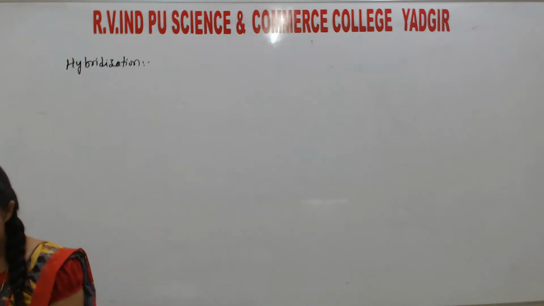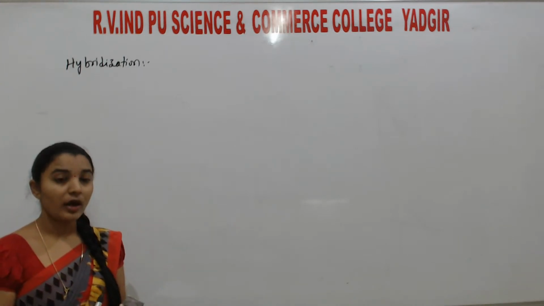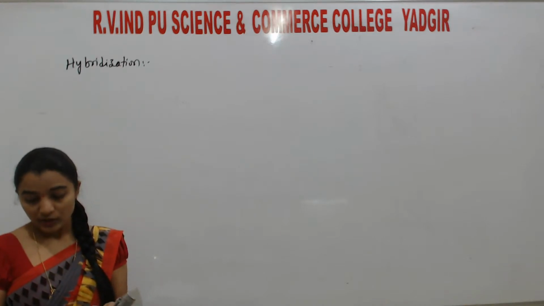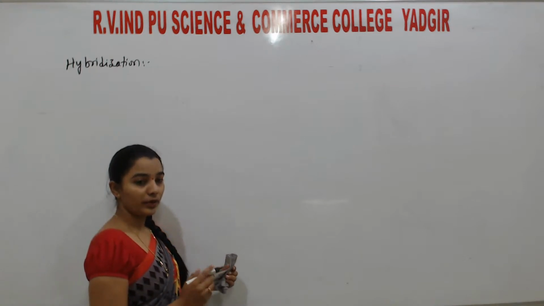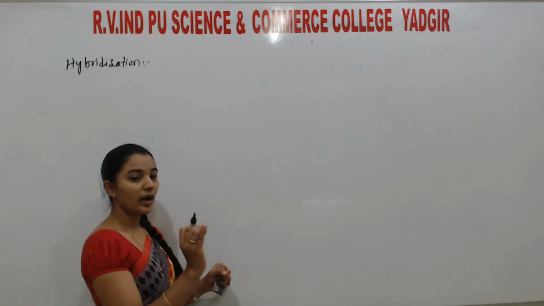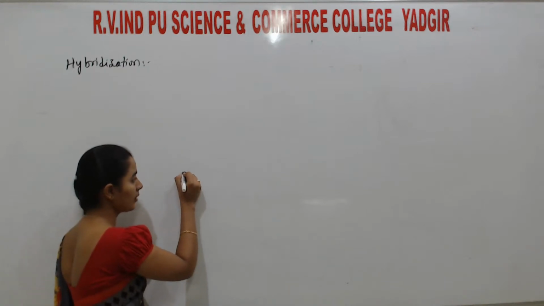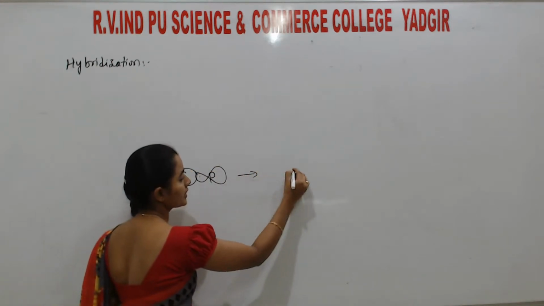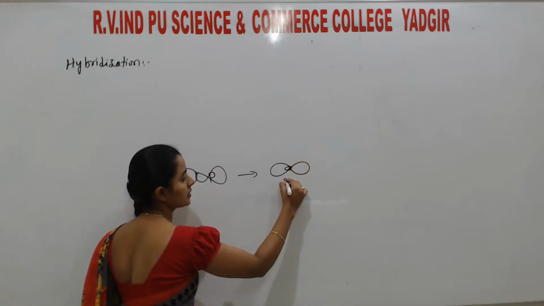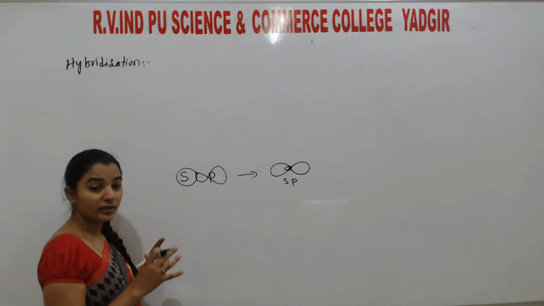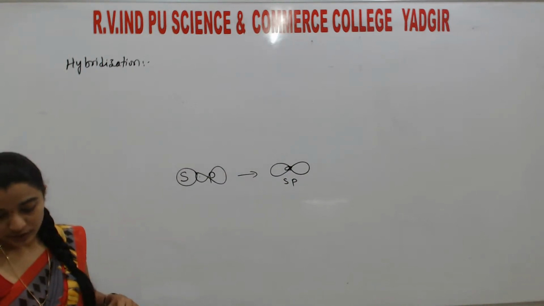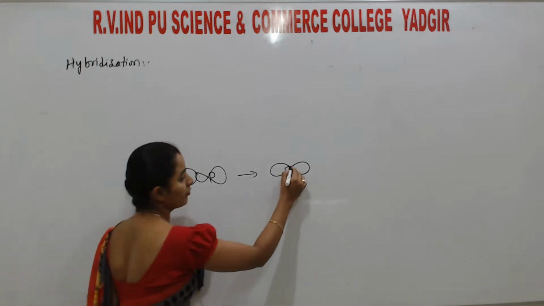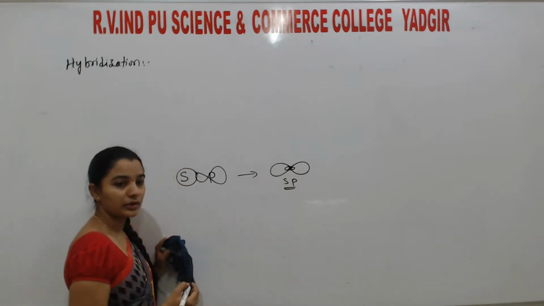hybridization. Okay, so what is meant by hybridization? Students, remember, hybrid means what? A mixing, or a mixture of two or more. So hybrid orbitals means the mixture of two or more orbitals, and this is called what? Hybridization. For example, one s orbital is there, one p orbital is there. They mix up with each other. They form sp hybrid orbitals like this. Are you getting? S orbital and p orbital form sp hybrid orbitals.